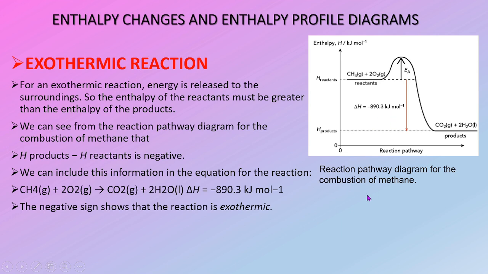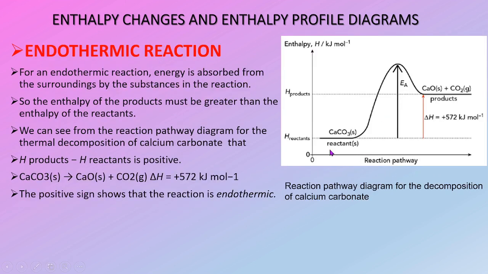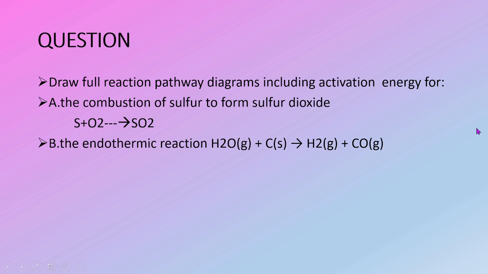This is an endothermic reaction. You can see the reactants are on the lower side and products on the upper side because the products have more energy, because we are giving too much activation energy for this process. So it is plus 572 kilojoules per mole. This is the endothermic reaction in which we are breaking down calcium carbonate to convert it into calcium oxide and carbon dioxide. So in the question you need to draw the full reaction pathway diagram with activation energy for the combustion of sulfur to sulfur dioxide, and also for the endothermic reaction H2O plus C equals H2 plus CO.